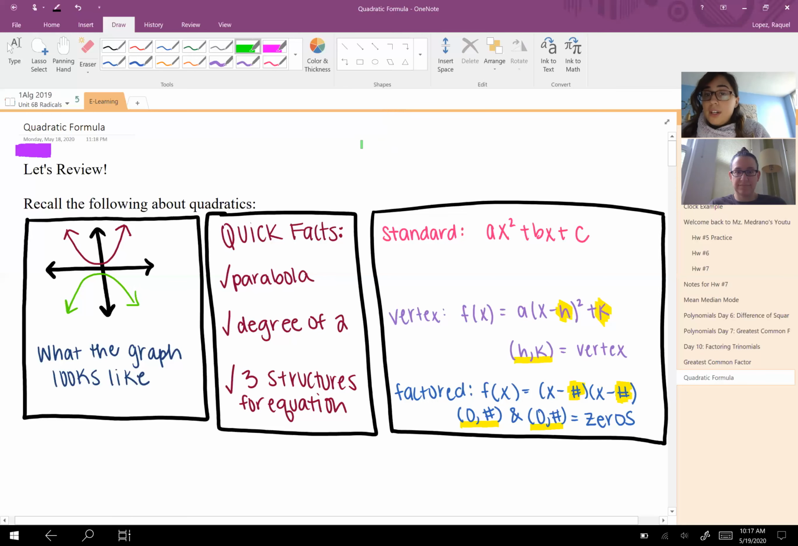Our third and final structure is factored form, which is f of x equals x minus some number times x minus some number. Those numbers that you're subtracting at the end are your zeros, aka your roots, aka your x-intercepts. I was just going to ask if those had other names. Yeah, they have 3 names, and they're all synonymous: zeros, roots, and x-intercepts.